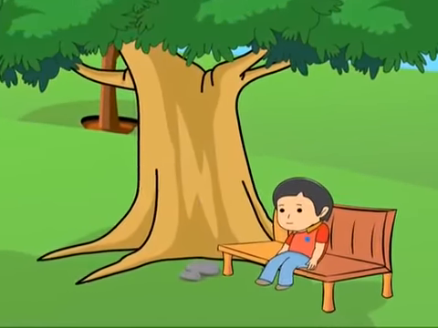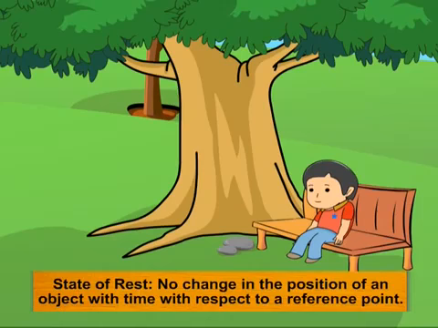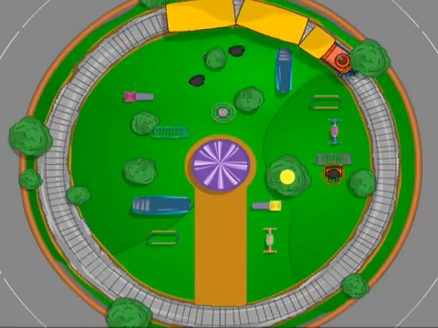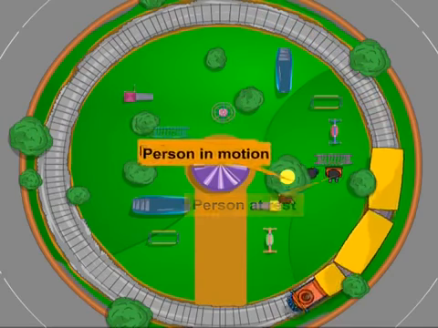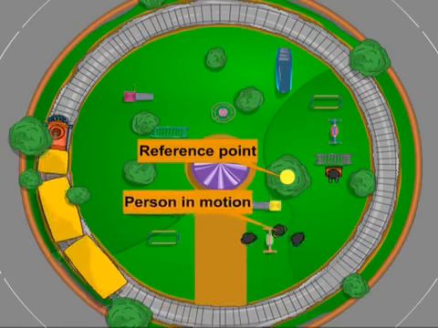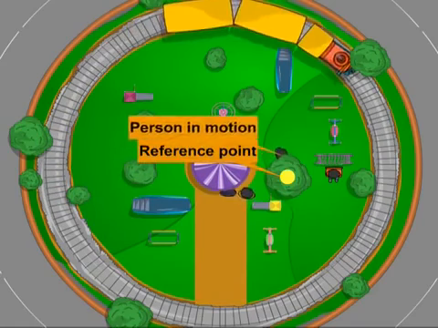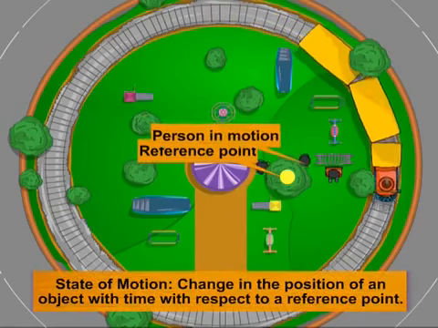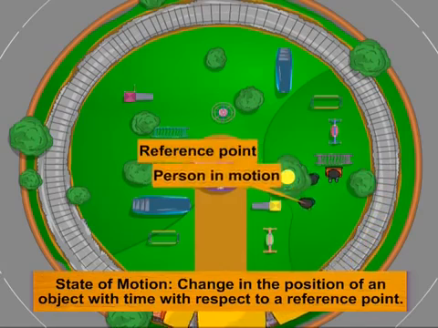Now look at this little boy sitting on the bench. He is in state of rest as he is not changing his position, say with respect to this tree. We call the tree here as reference point. But the little children who are running around in the park are obviously changing their positions each instant with respect to the same reference point, that is, the tree. Hence, these children are said to be in the state of motion with respect to the reference point, here it being the tree.